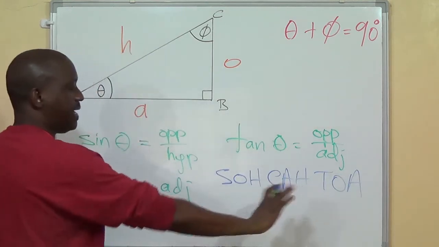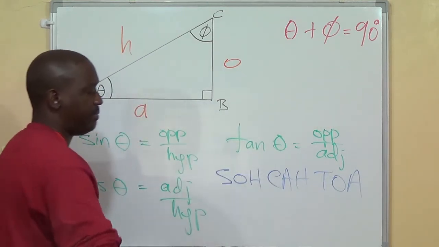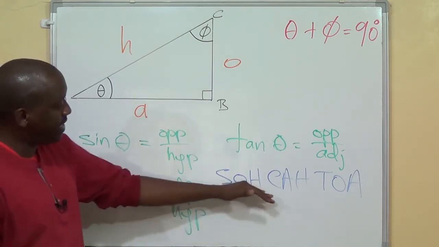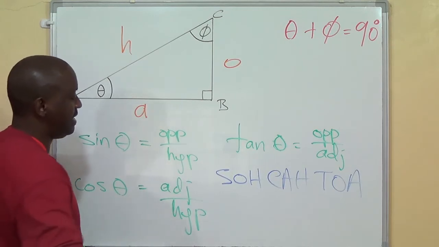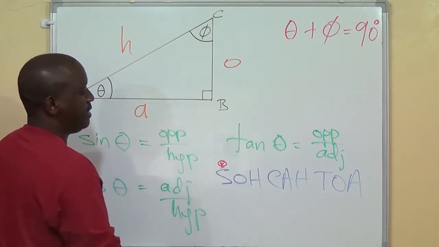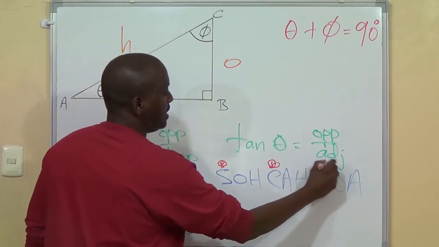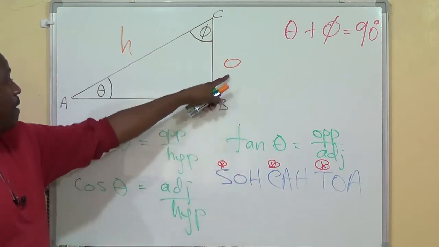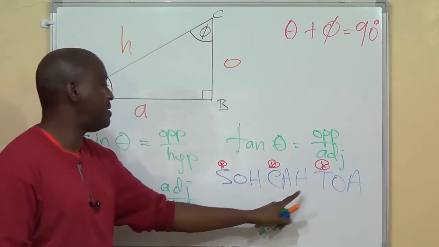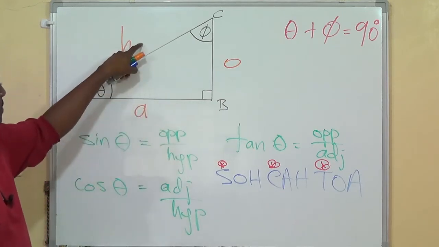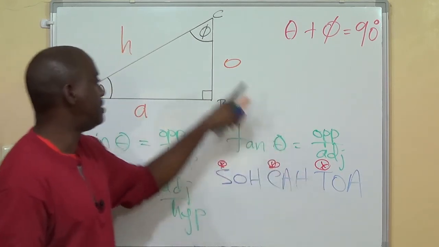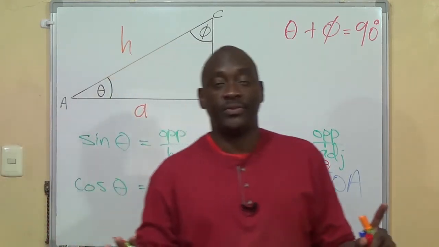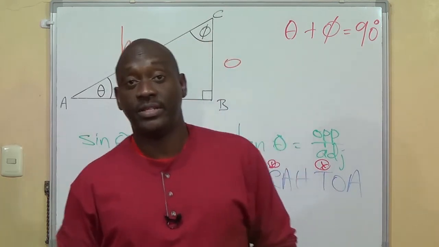Alright? Now there are all kinds of different songs and rhymes and poems that people use to memorize this, right? So S-O-H refers to your S here is your sine, your C here is equal to your cosine, and your T is your tangent. So the sine is opposite over hypotenuse, the cosine is adjacent over hypotenuse, and the tangent is opposite over adjacent. Alright? So SOHCAHTOA, use that if it works for you. If that doesn't work for you, then you're always free to use something else.